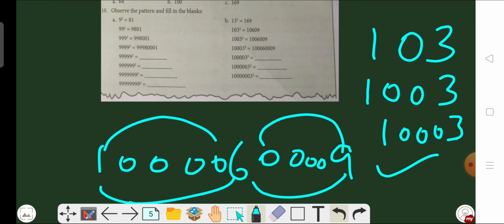So this is the solution of your 10th question. I hope you will get it. If you have any doubt, we will take that doubt in the online class.